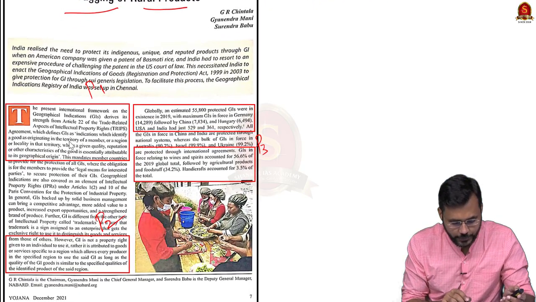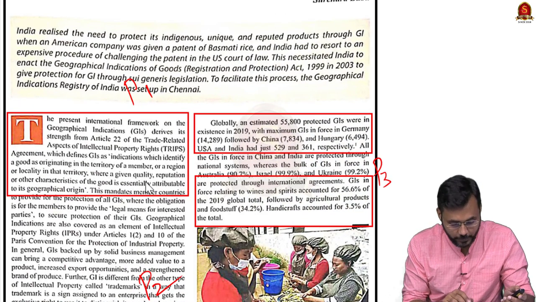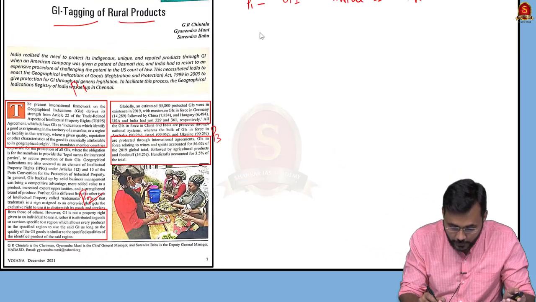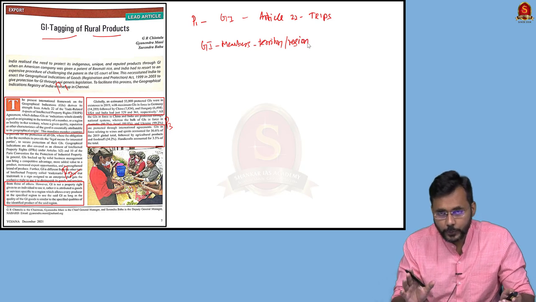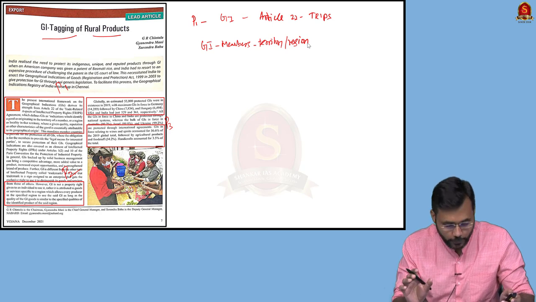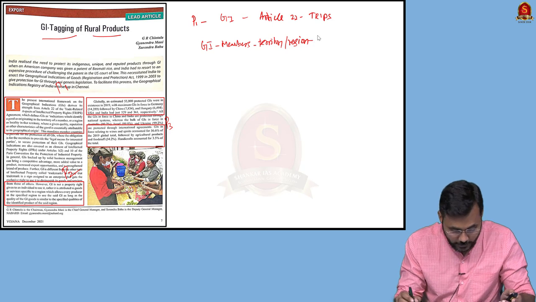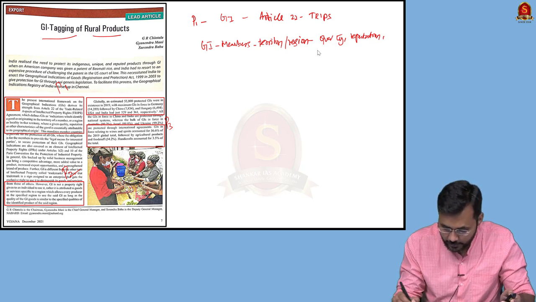So what is GI? They have given: geographical indication is an indication which identifies a good as originating in the territory of a member, or a region or locality in that territory, where a given quality, reputation or other characteristic of the good is essentially attributable to its geographical origin. So it's regarding the members of TRIPS, originating in a territory or region. There should be some geographical identity for this. So that product should originate from certain regions of the members or some territory of the members, with certain characteristics like quality, reputation and other characteristics, all attributable to that specific geographical origin.